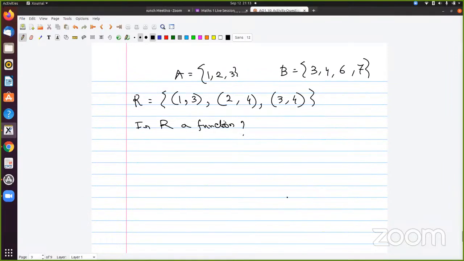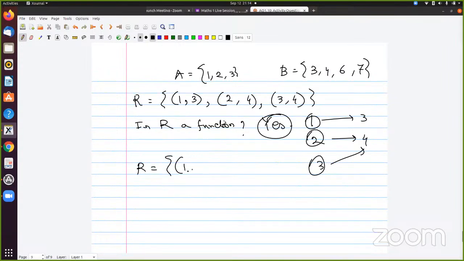Why? Because there are distinct inputs. Correct. Distinct inputs mean if I take 1, I am going somewhere. If I take 2, I am going somewhere. If I take 3, I am going somewhere. And no element is going to two different places, right? 1 is going to 3, 2 is going to 4, and 3 is also going to 4. This can happen, but no element is going to two different outputs. And I have considered all elements of A. That is also one condition: all elements should be taken as input. So this is yes.